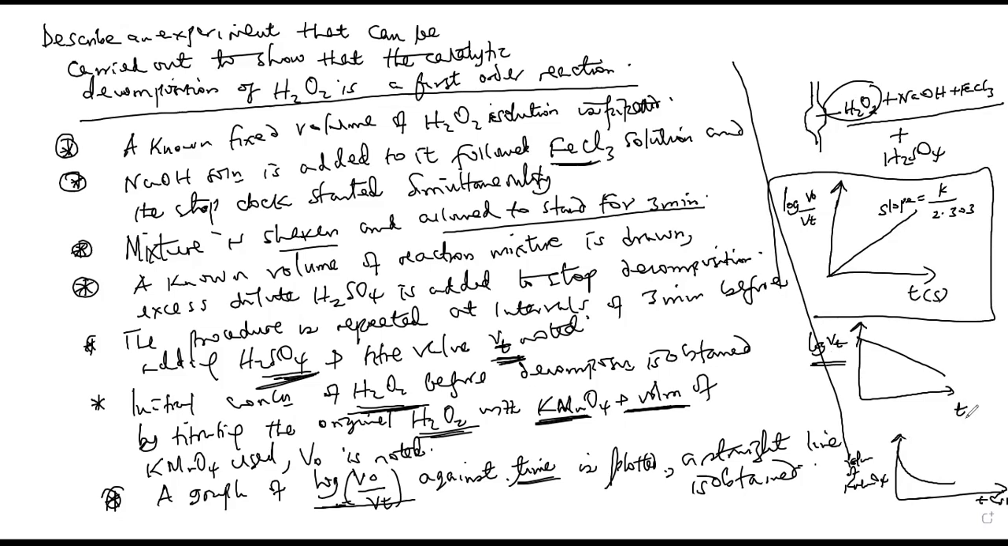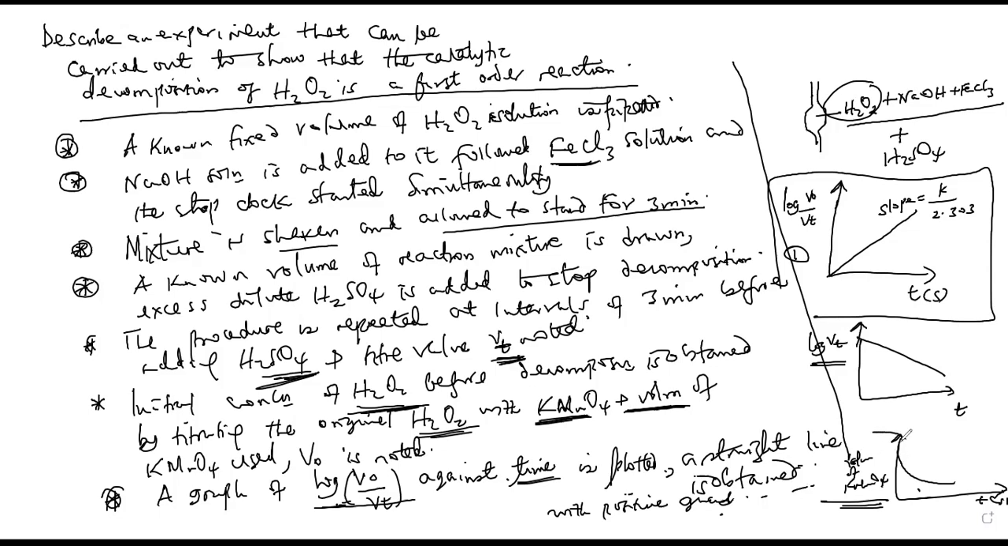Someone who plots the volume of potassium permanganate against time is going to determine the half-lives, and those half-lives will be found to be constant. So one who has used the first one can say a graph of log V naught over Vt against time is plotted, and a straight line is produced with a positive gradient, showing that it is first order.